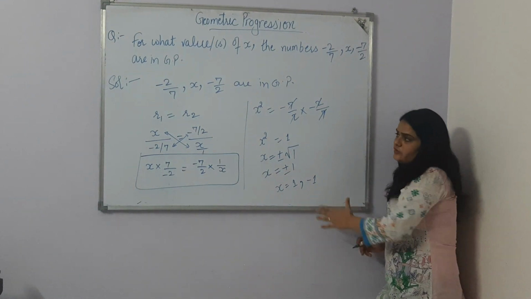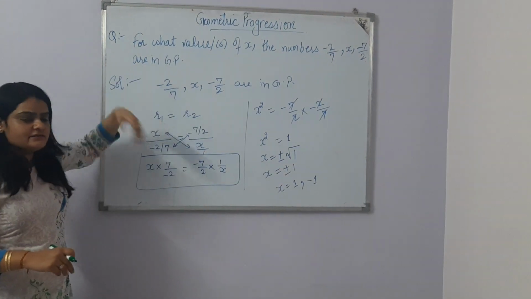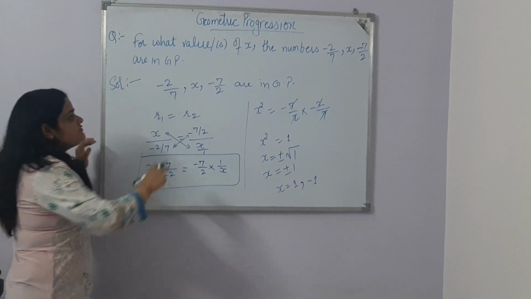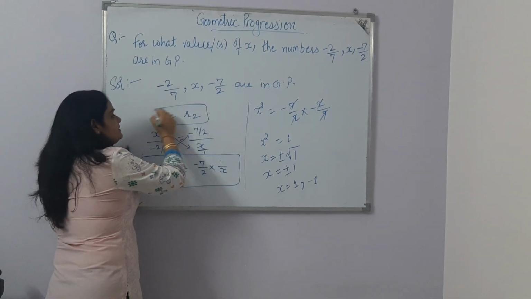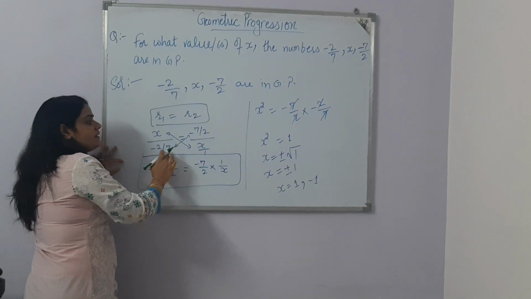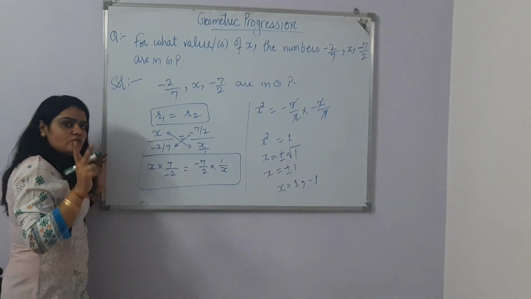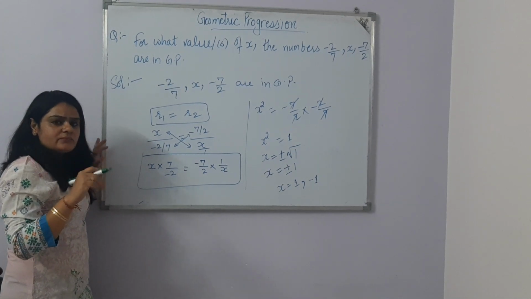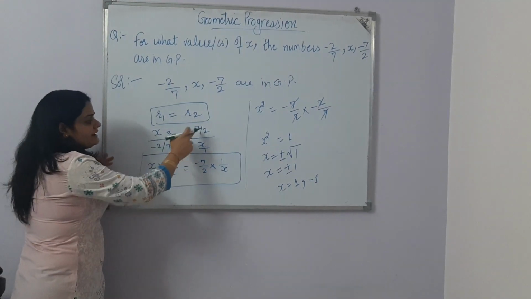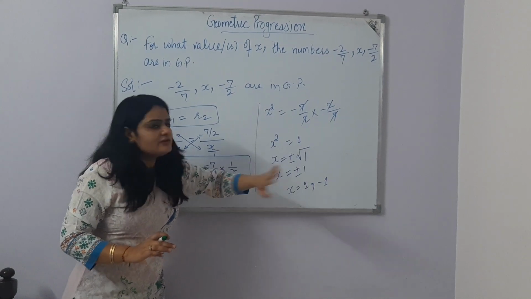Hope this question is clear to you. Let's do it once again. It was given that the three numbers are in GP, which means the ratios are common. The first ratio is A2 by A1, x upon -2/7, and the other is -7/2 by x. There are two ways to do the calculation, but it should be right. You can directly cross multiply, and after cross multiplication, we get x equal to plus or minus 1.